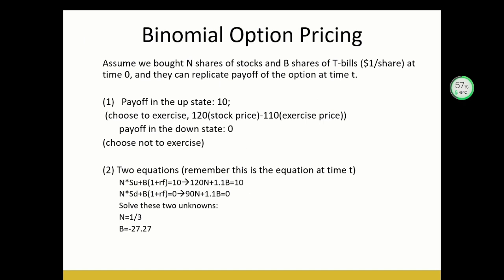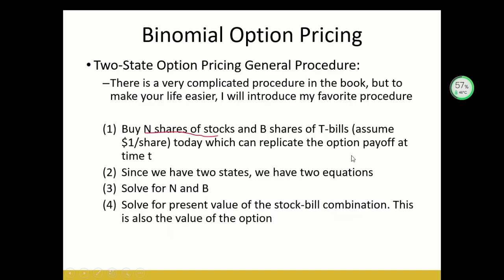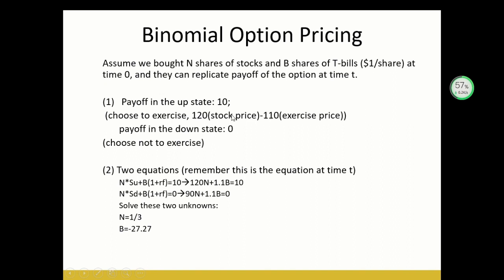So now, let's look at the same numerical example. The first step, we have the payoff in the up state. We have 10, if you remember, in the up state. And the payoff in the down state, because we choose not to exercise it, is 0. And then we have two equations. And remember, this is the equation at time T, in the future.